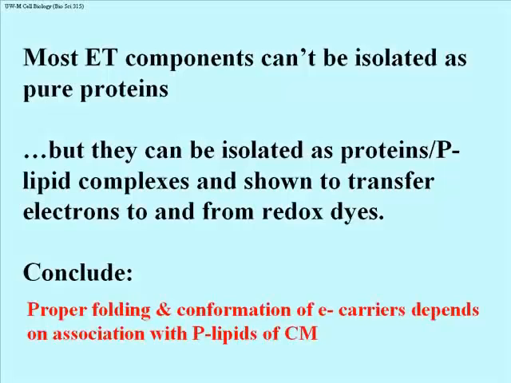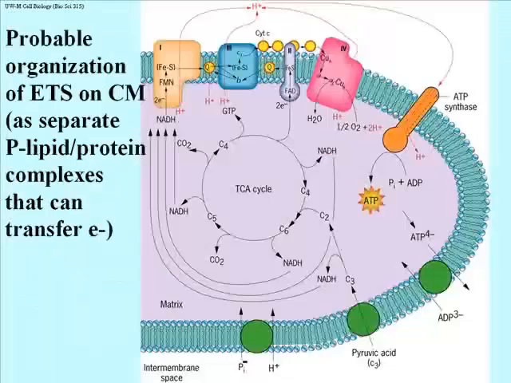These kinds of observations led to the conclusion that the proper folding and shape of electron transport proteins depends on their correct association with crista membrane phospholipids. Here's a cartoon of the crista membrane showing the respiratory protein complexes as well as several other membrane proteins whose function is known. At the top are the respiratory proteins or electron transport protein phospholipid complexes, labeled complexes 1, 2, 3, and 4, along with coenzyme Q.